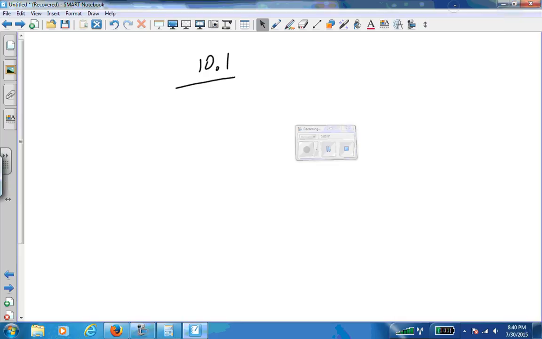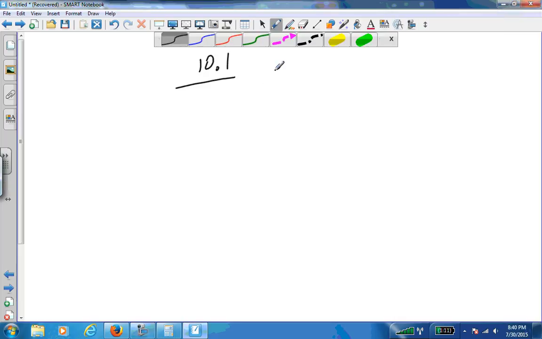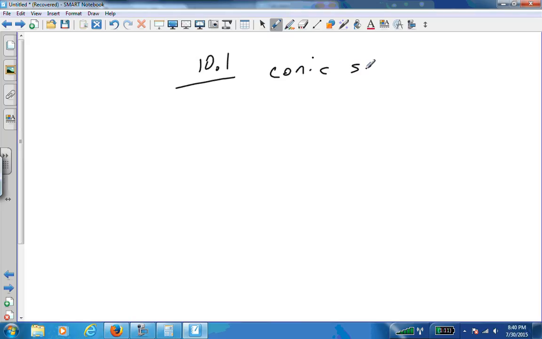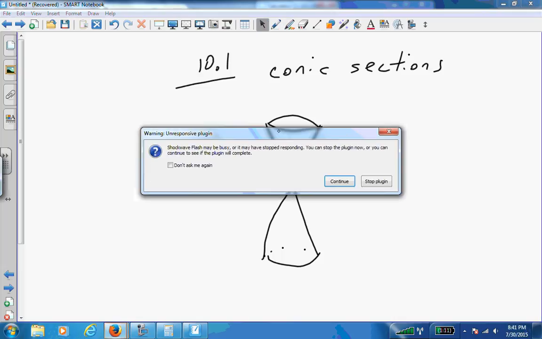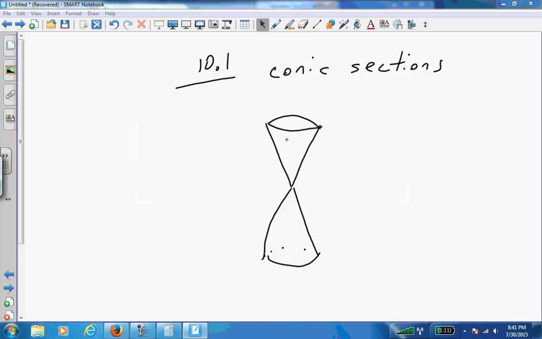In 10.1, we look at the study of conic sections. The reason they're called conic sections is geometric. If we take two cones and set them on top of each other vertically, like so, and imagine slicing the cone parallel to the upper surface, the region you would sketch out would be a circle.